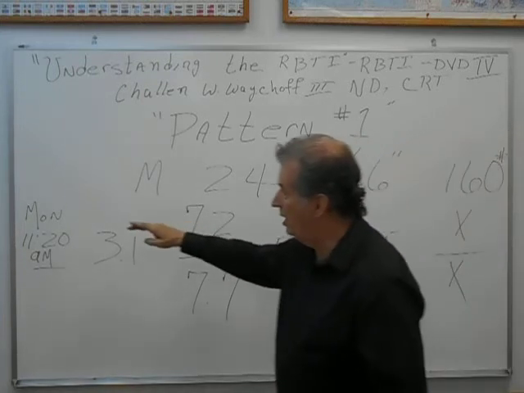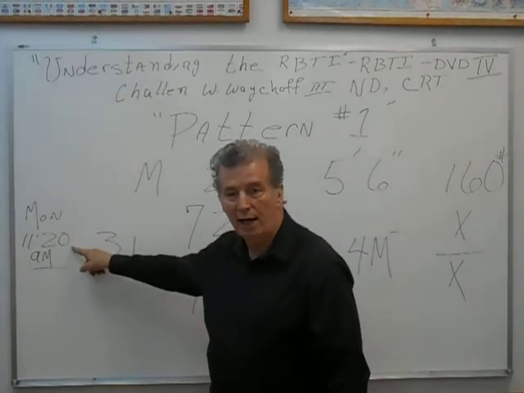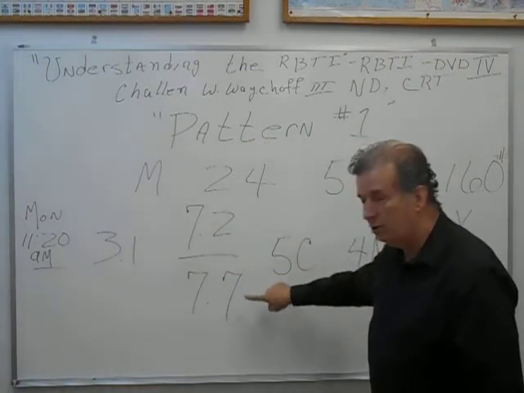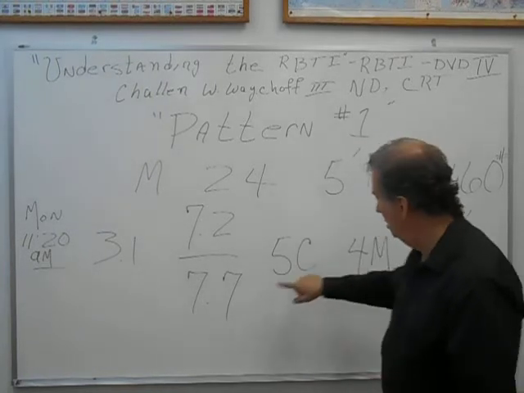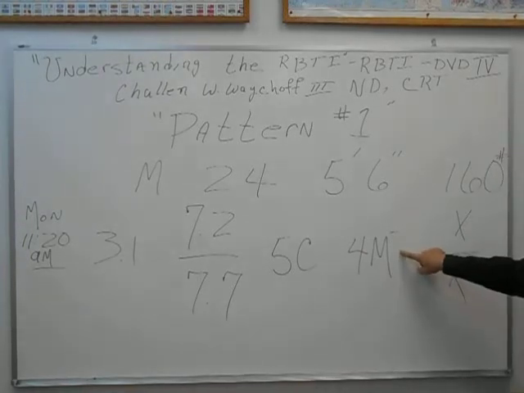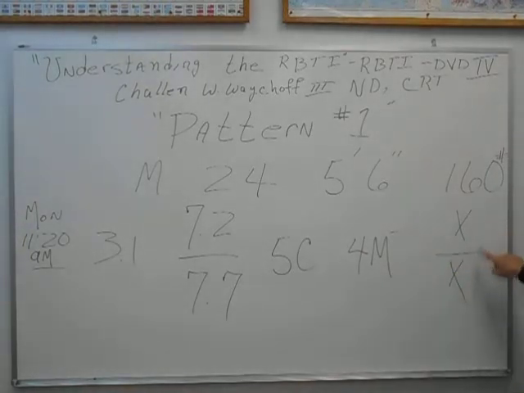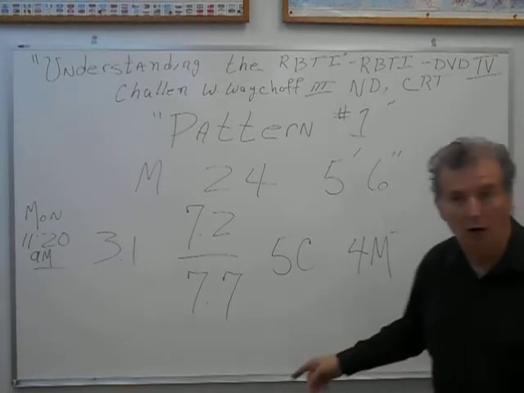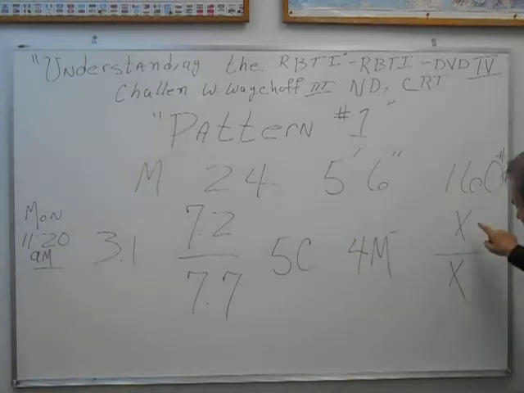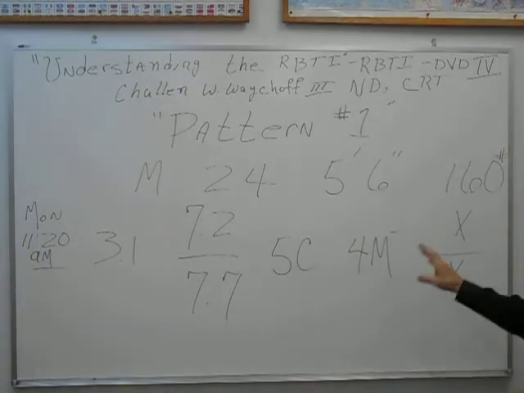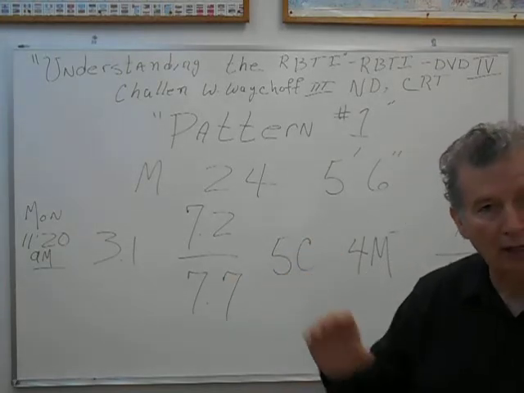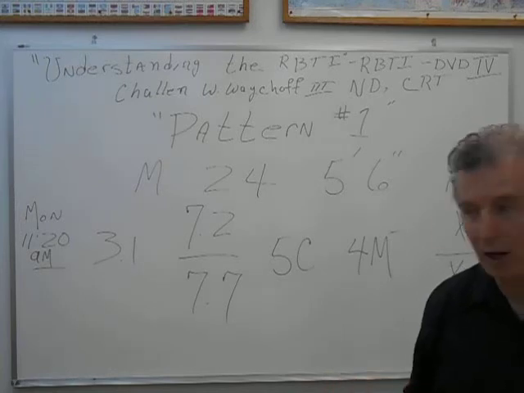Now, this was taken on a Monday, 11:20 a.m. 3.1 is the sugar. 7.2 over 7.7 are the pHs. 5C is the salt. 4M negative is the albumin count. X over X, the ureas, because we don't know. Now, I asked him one question, and whenever he answered that question, I was able to deduce that these ureas are about 5 over 6, 5 over 7, or 6 over 7. It gives that pattern. That's where it has to be.